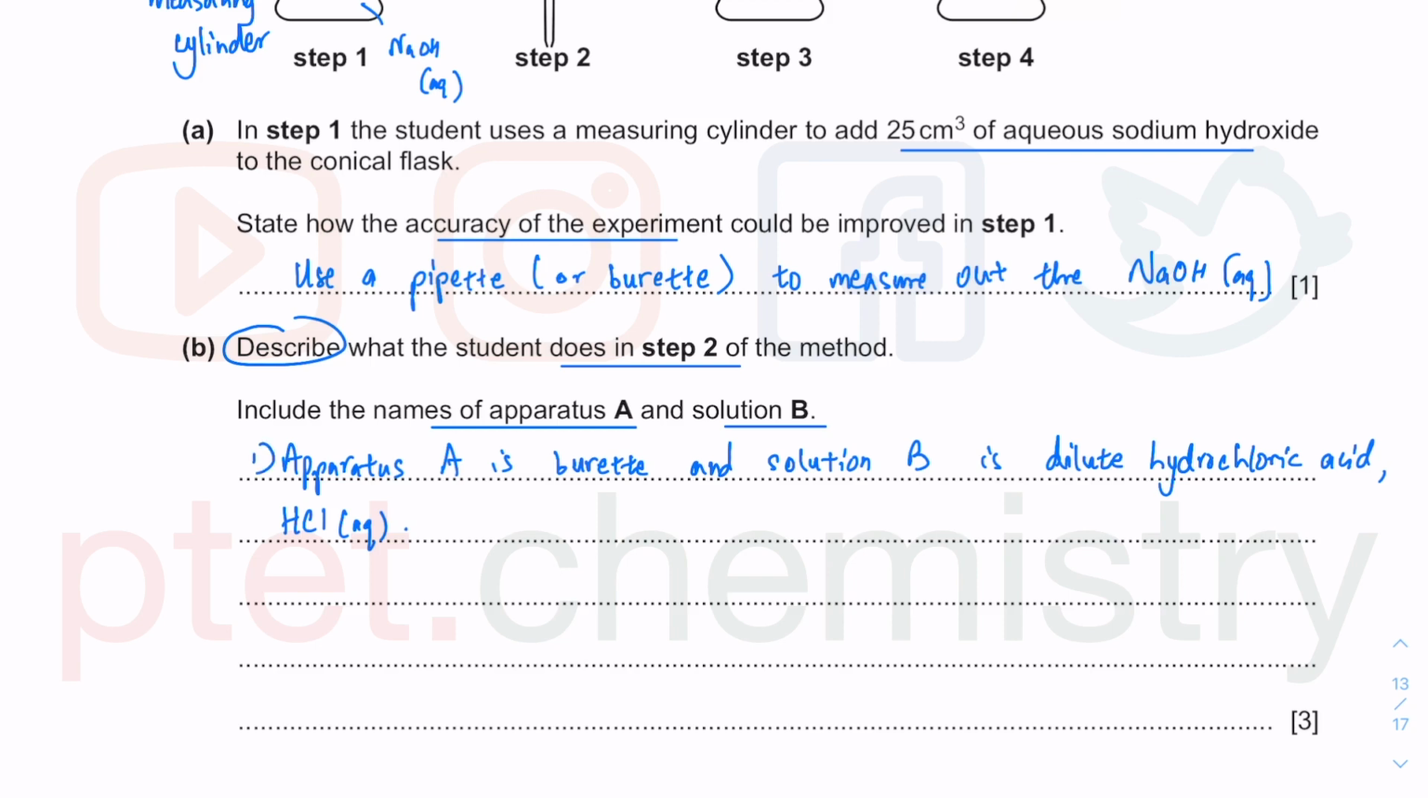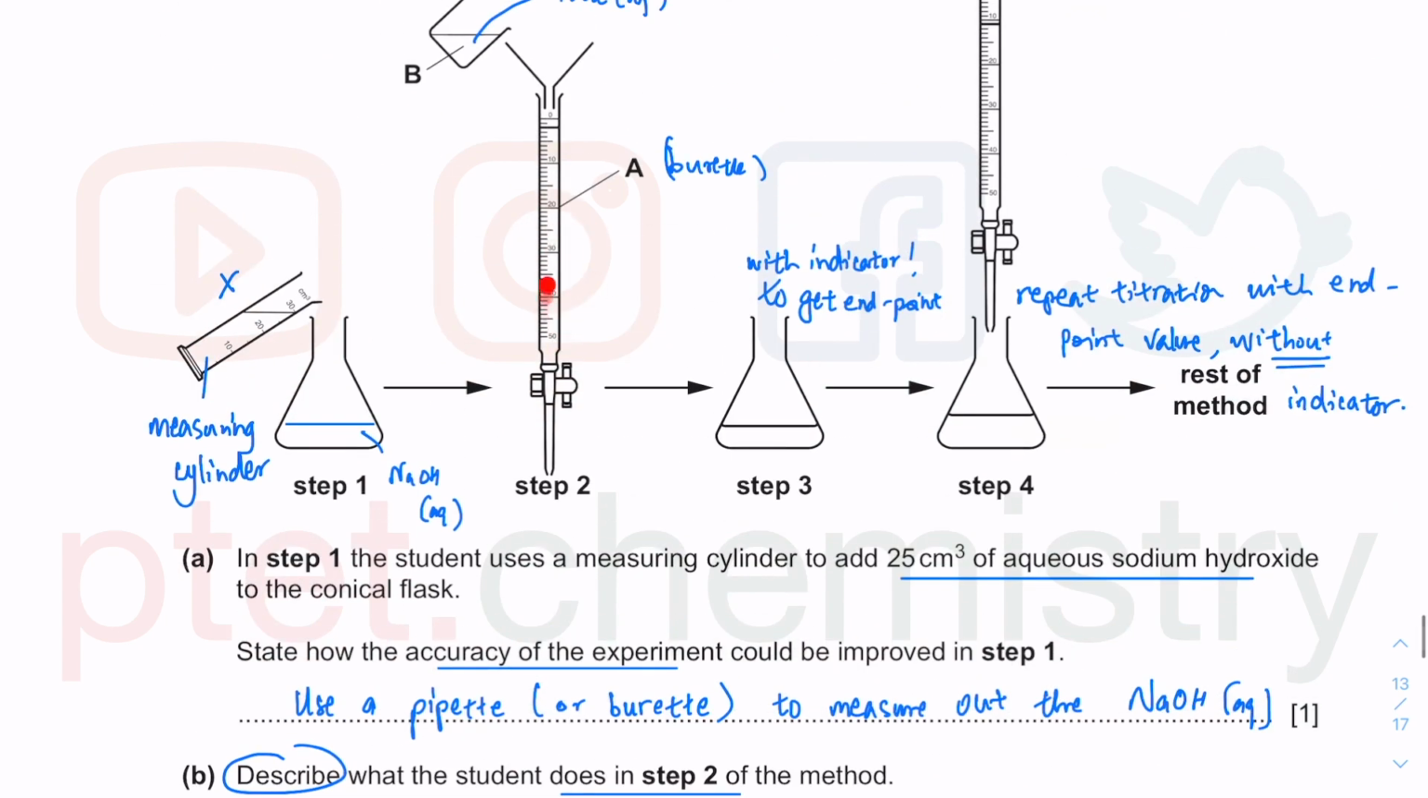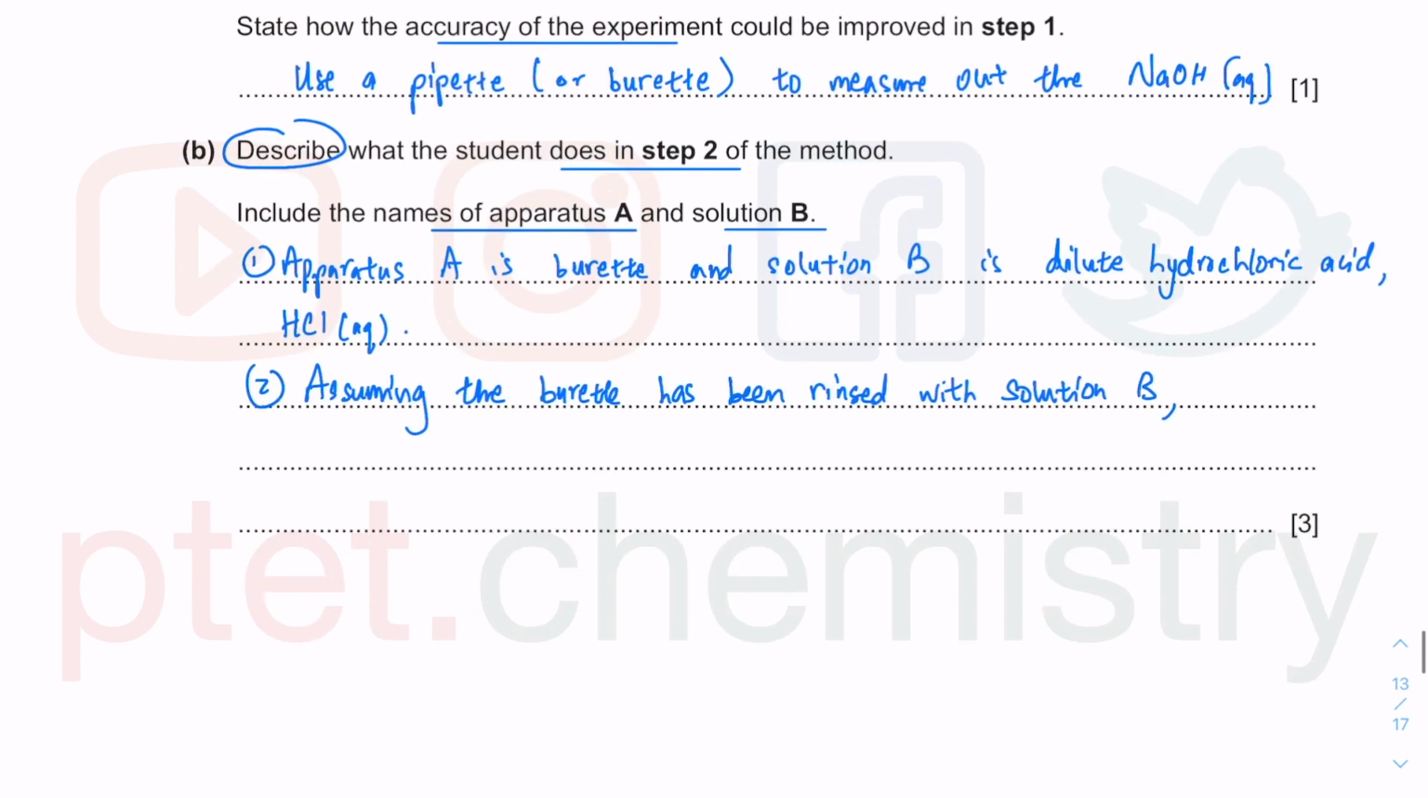Okay, so in terms of description of what the student does, the student, assuming the burette has been rinsed with the solution B. So that is what you would do in a real practical, right? You will rinse with a little bit of solution B. So you don't just wash with water, you have to rinse with solution B, because distilled water can dilute whatever amount of B that you put in there. That's why you have to rinse it finally with solution B before use.